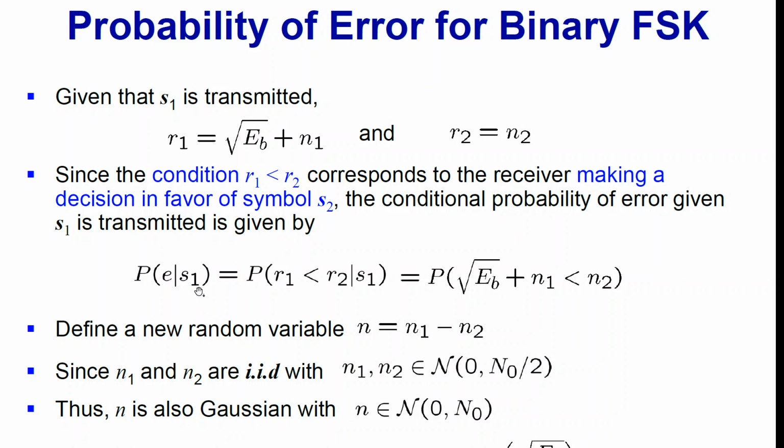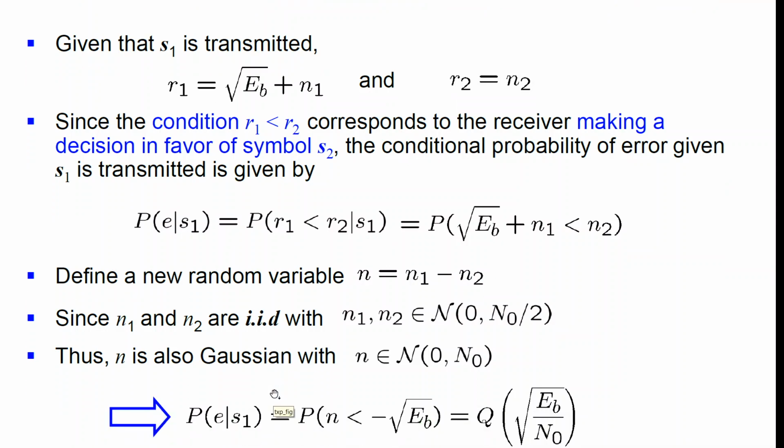So P of E given S1: an error occurs if, when S1 is sent, it falls in the region R1 less than R2. R1 less than R2 means root of EB plus N1 less than N2. So we define a new random variable N equal to N1 minus N2. N1 and N2 are Gaussian with mean 0, variance N0 by 2. So N is also Gaussian with mean 0 and variance N0.